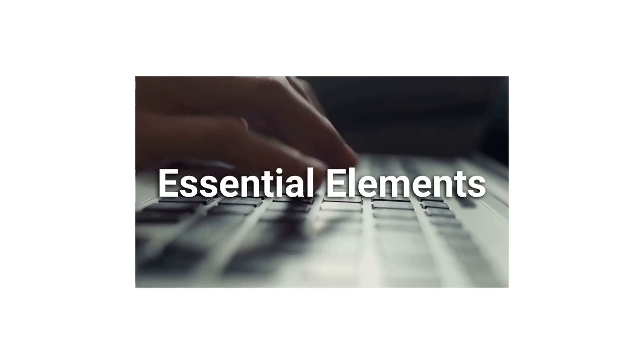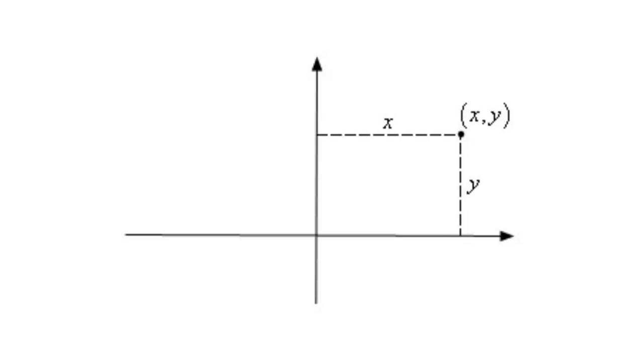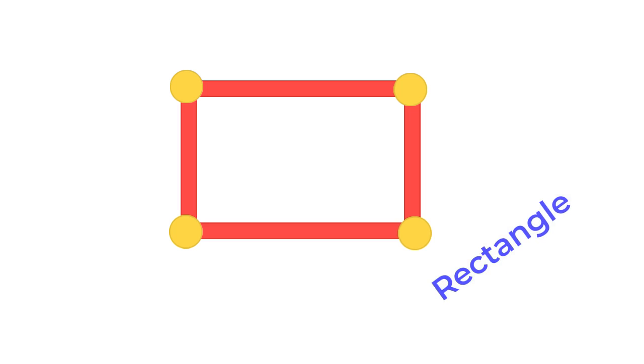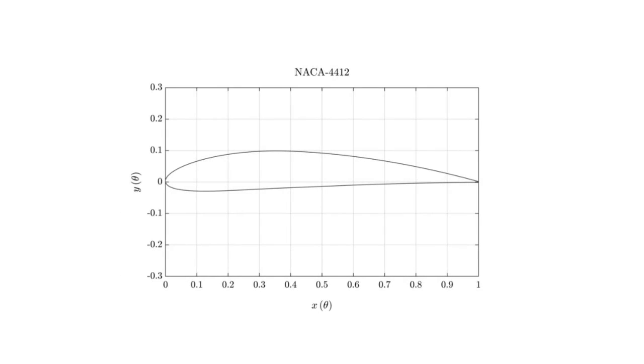Essential elements. To define a point in a 2D space, we need 2 coordinates, which are x and y. We need 4 points to make a rectangle. In the same way, we need a set of points to create an airfoil.